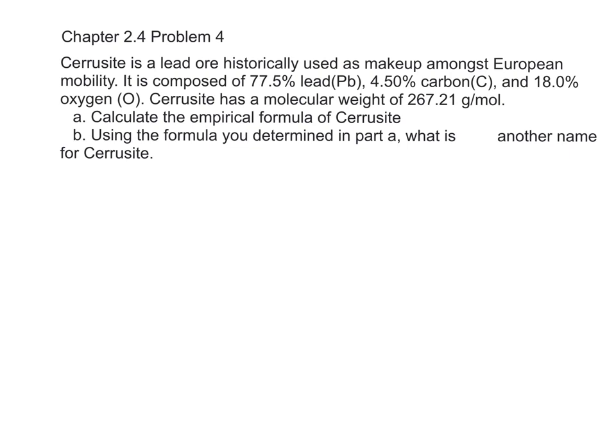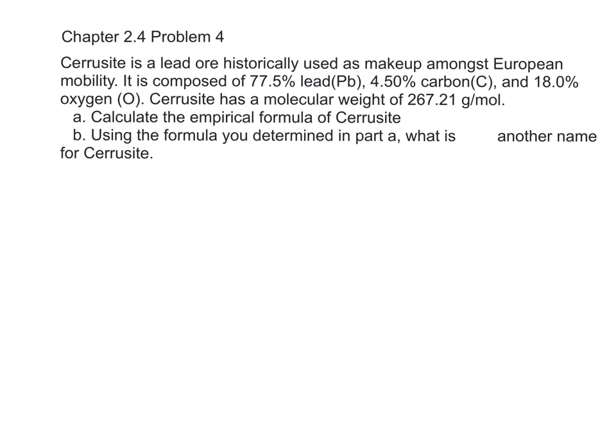Problem 4 states that cerussite is a lead ore historically used as makeup amongst European nobility. It is composed of 77.5% lead, 4.5% carbon, and 18.0% oxygen. Cerussite has a molecular weight of 267.21 grams per mole. Part A asks us to calculate the empirical formula of cerussite. An empirical formula of a chemical compound is the simplest positive integer ratio of atoms present in a compound.